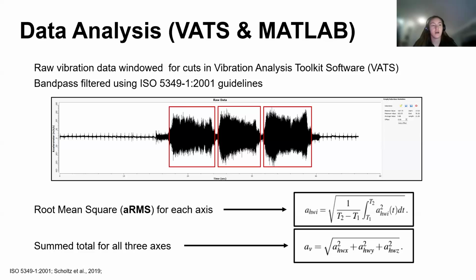So after this, root mean squares were taken for each axis individually, and then a sum of squares of all 3 of these axes was calculated, which allowed us to see a summed or a total vibration value. And this is kind of what we actually compared to, or we will compare later to the TLVs.